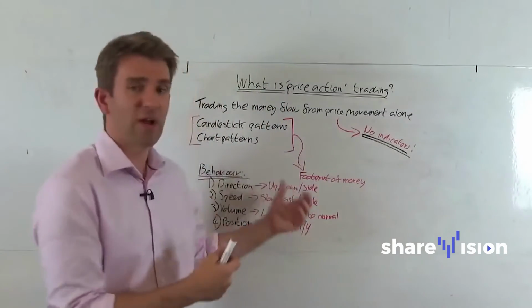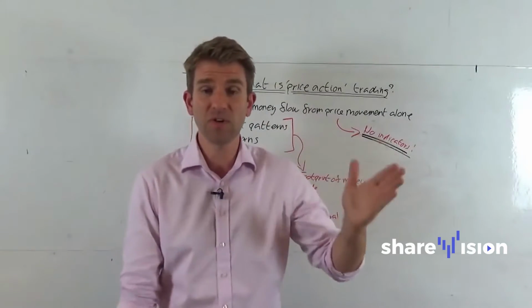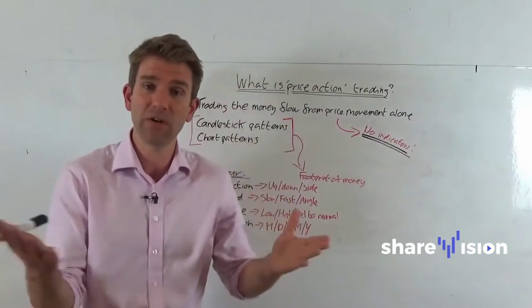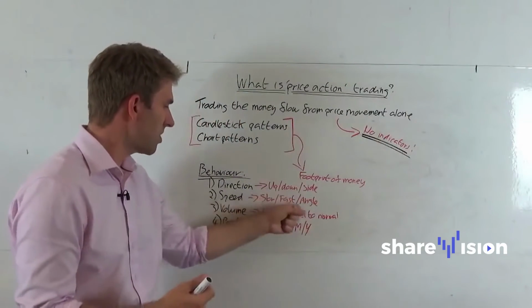So direction is up, but if direction's up and it's just slightly creeping, that's a lot of difference to the direction's up and it's absolutely hammering to the upside, right? This is price action in its purest form. So fast, and the angle.